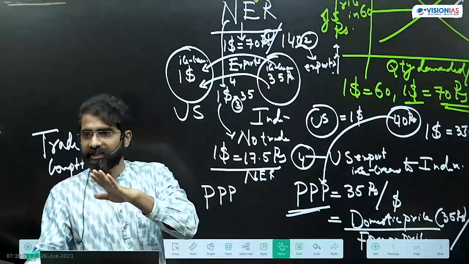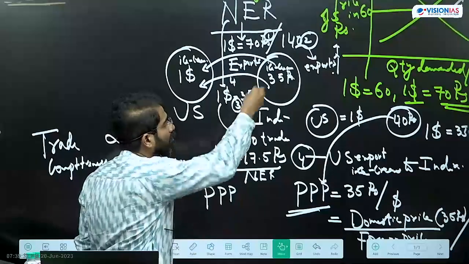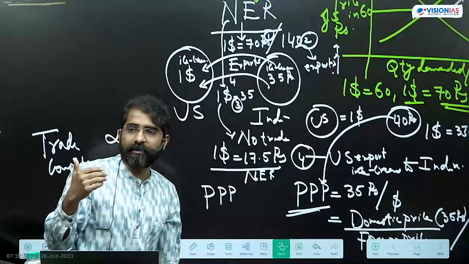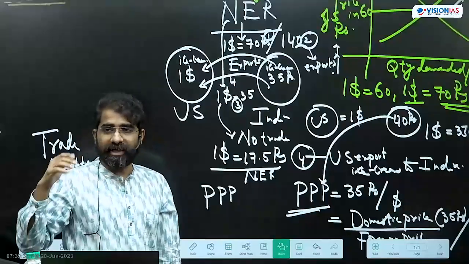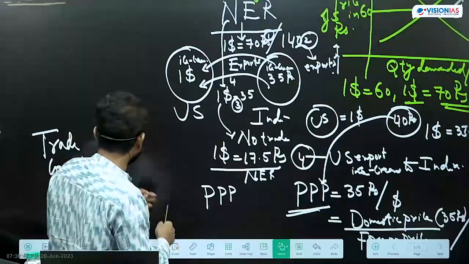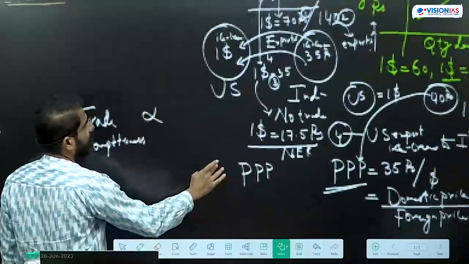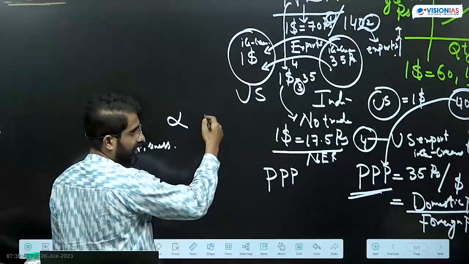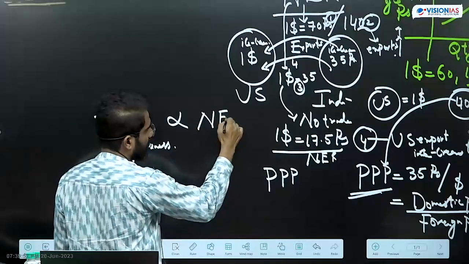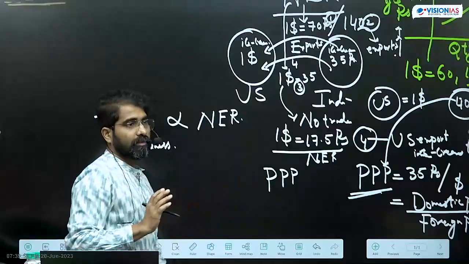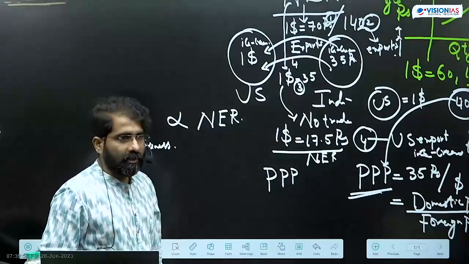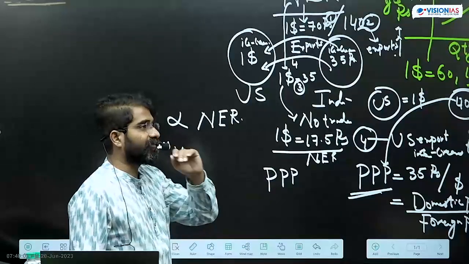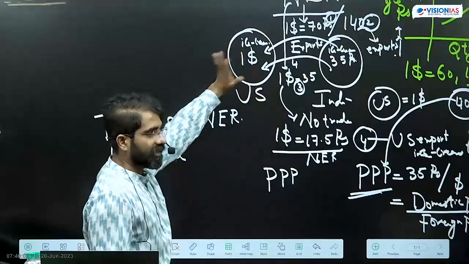If the nominal exchange rate increased, then there will be more exports from India. More exports from India means India is becoming more trade competitive when the nominal exchange rate is increasing. So that means trade competitiveness is directly proportional to the nominal exchange rate. Is this okay? Yes. Now the next question is, what about the price of ice cream in US?